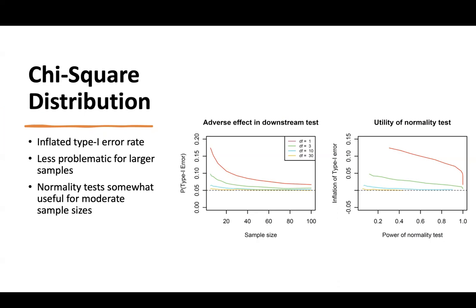In the first plot, the y-axis is the type 1 error rate of the one sample t-test. There is clear evidence of inflated type 1 error rate, though it becomes less problematic as the sample size increases. And in the second plot, we use the difference of type 1 error rate between the chi-square distribution and the normal distribution as the y-axis, and the x-axis is the power of the normality test. We can see that normality tests are somewhat useful for moderate sample sizes here.